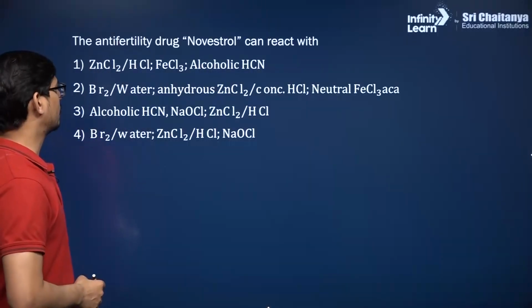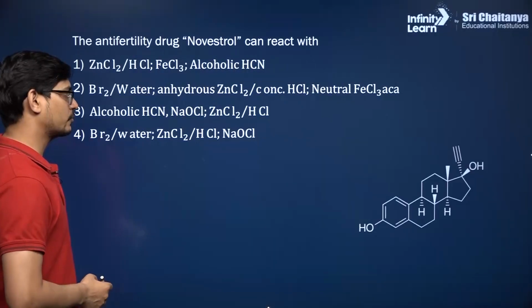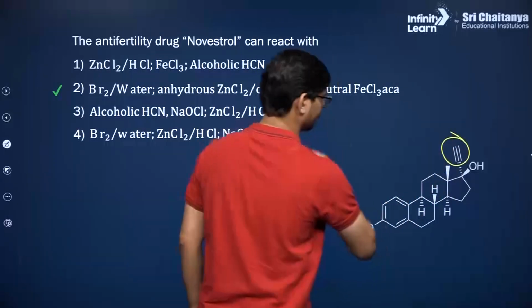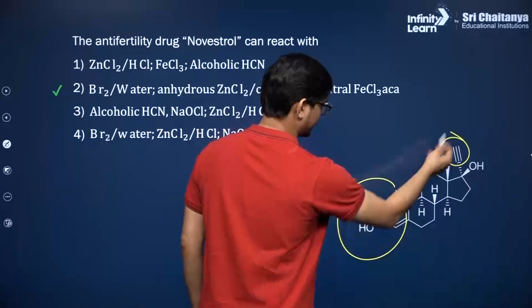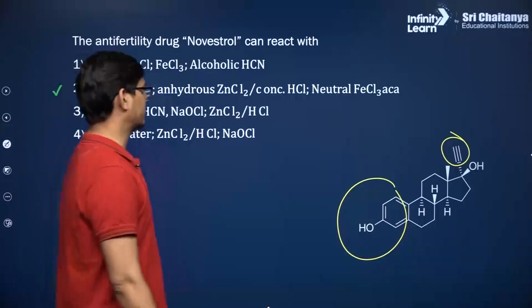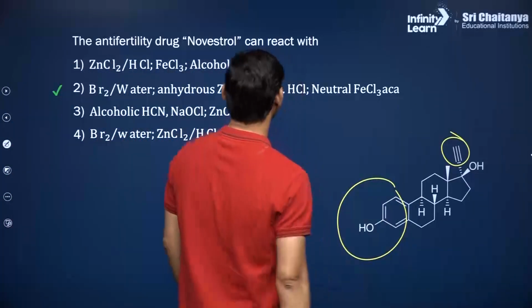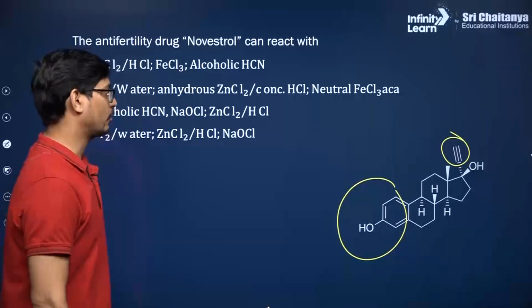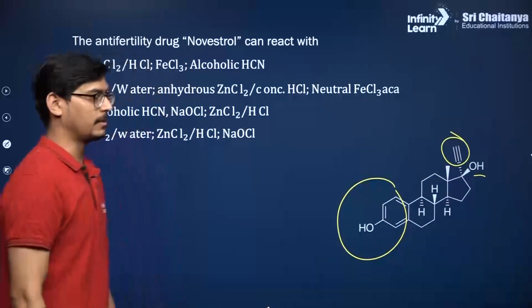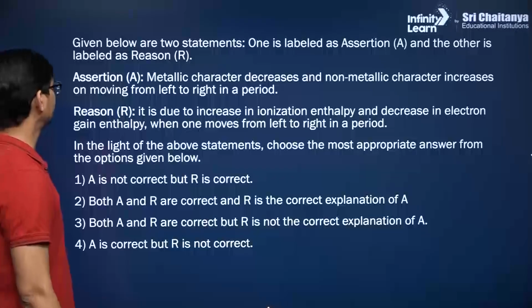Anti-fertility drug Novestrol can react with... So for this, you should know the structure. This is the structure. It can react with bromine water, right? Because it has phenol as well as triple bond. Both react with bromine water. Anhydrous ZnCl2 concentrated HCl. Yes, again, it can react, right? Because it has an alcoholic moiety, right? And it can also react with neutral ferric chloride because it has a phenolic part. So that is the correct answer.